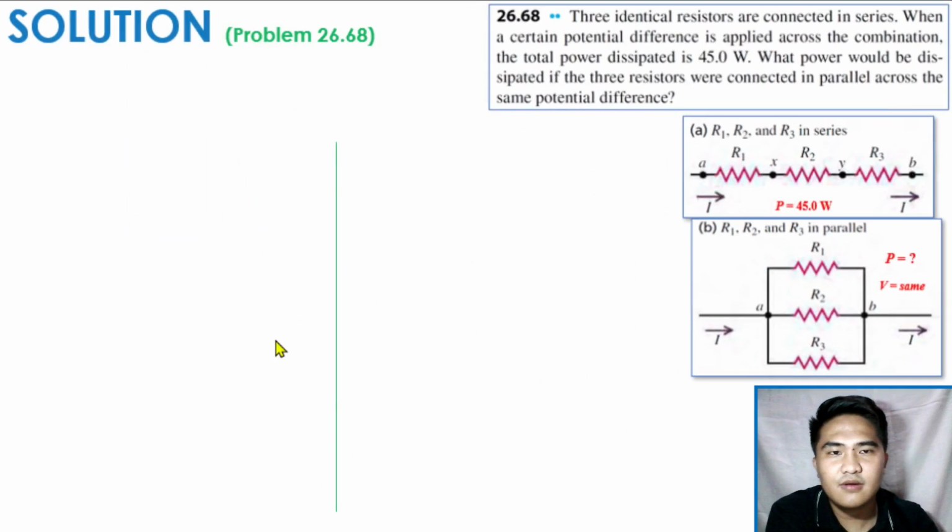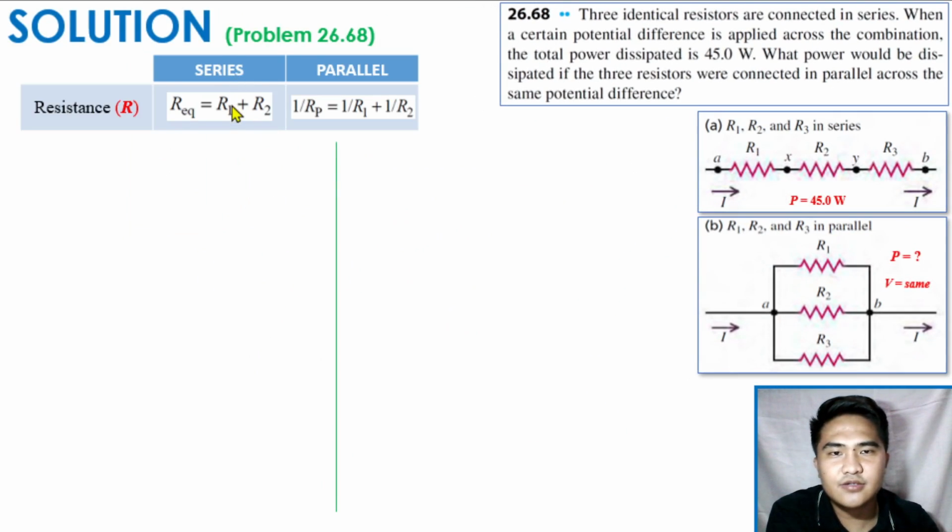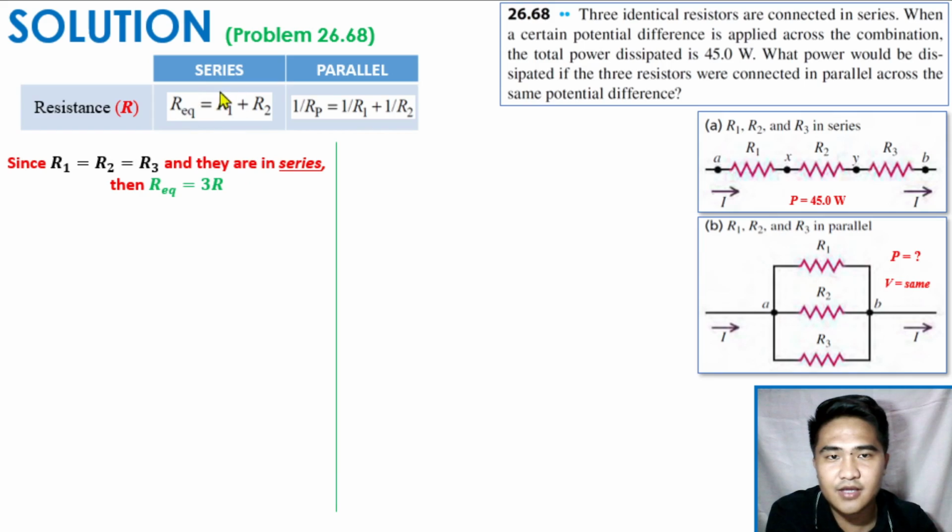In solving this, we know that in series connection, the resistances add up, and in parallel connection, the resistance is given by this formula. Since R1, R2, and R3 are three identical resistors and they are in series, we can apply this formula and we will come up with Req is equal to 3R. Now, using the formula for power to compute the total power dissipated, we have P total is equal to V squared over Req.